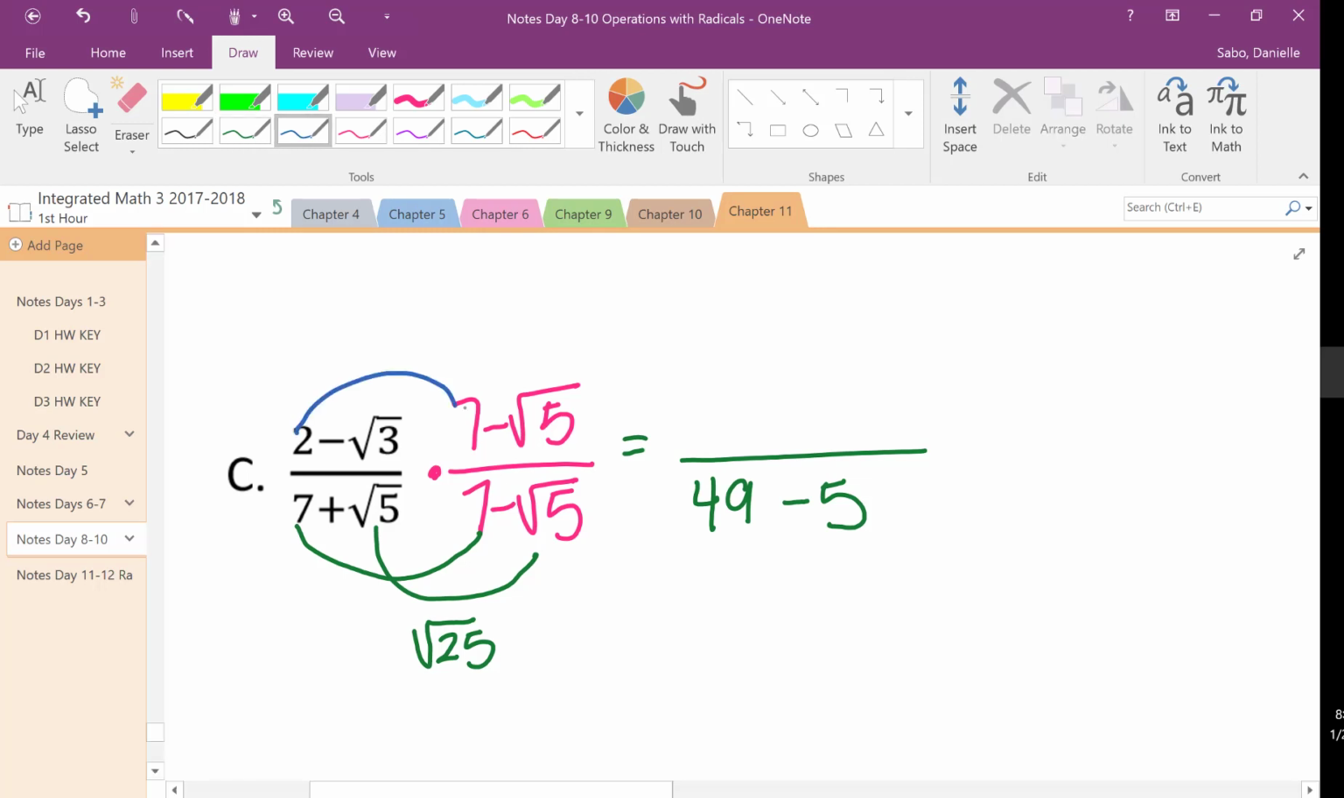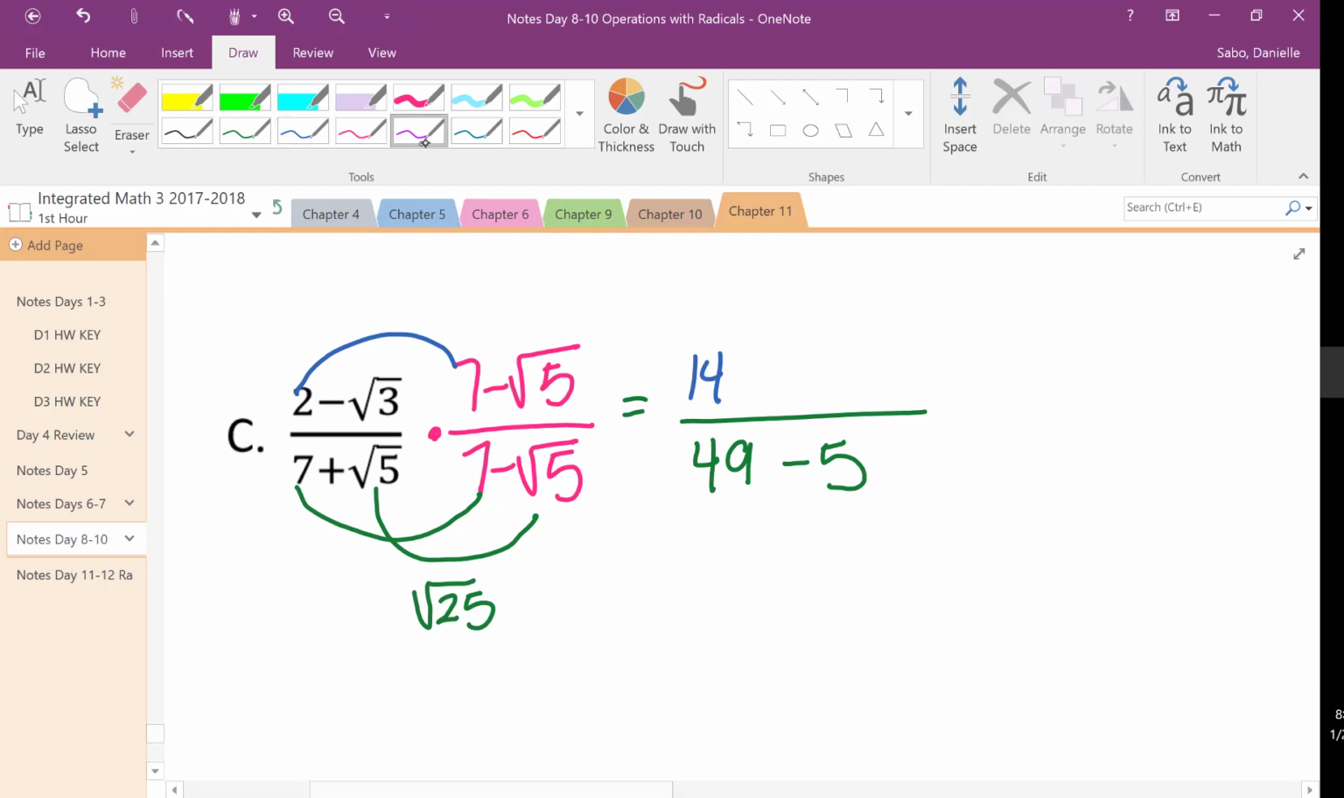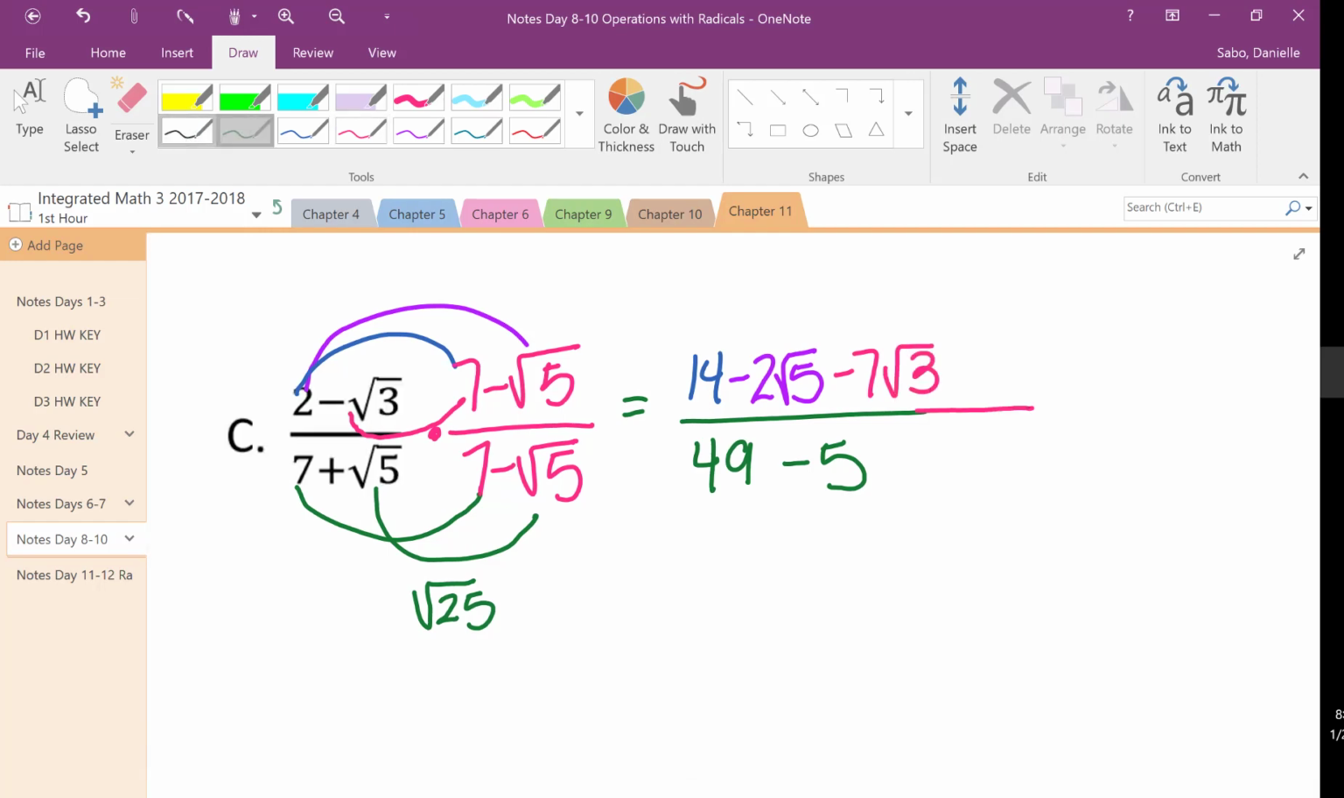2 times 7, which is 14. Okay, then I have 2 times negative square root 5. Beautiful. Okay, then I have negative square root 3 times 7. Good, I like how you guys are saying it correctly too. And the very last one, in black, negative square root 3 times a negative square root 5. Yeah, good. Wait, did you say negative square root 15? Oh, positive, right? So positive square root 15. I think my brain was making things up in my head. Okay, so this is where we are.